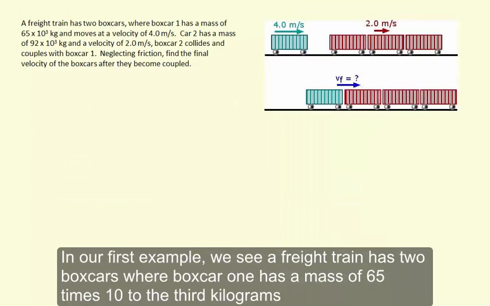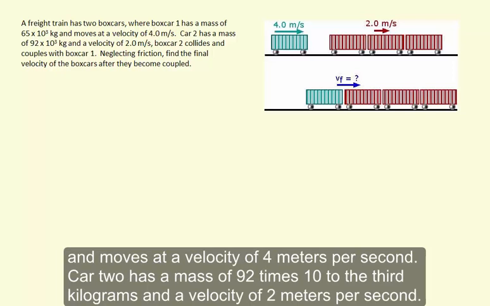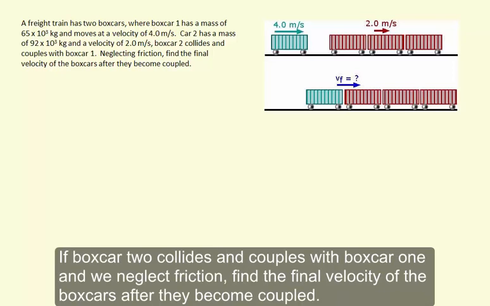In our first example, we see a freight train has two boxcars, where boxcar 1 has a mass of 65 times 10 to the third kilograms and moves at a velocity of 4 meters per second. Car 2 has a mass of 92 times 10 to the third kilograms and a velocity of 2 meters per second. If boxcar 2 collides and couples with boxcar 1 and we neglect friction, find the final velocity of the boxcars after they become coupled.